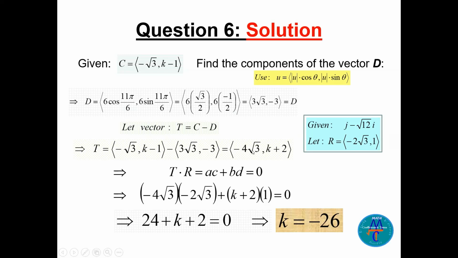Now find the dot product. So you multiply AC plus BD: minus 4 square root of 3 times minus 2 square root of 3 here, plus (k plus 2) times 1. You will have a very simple linear equation. So k will be minus 26.